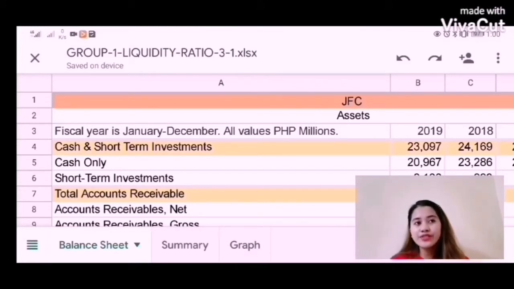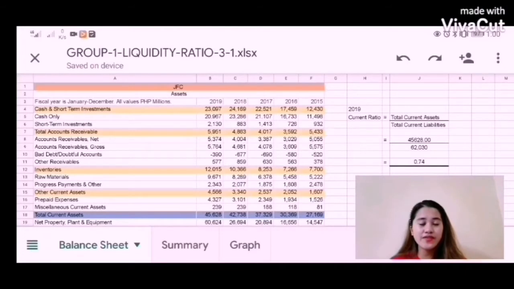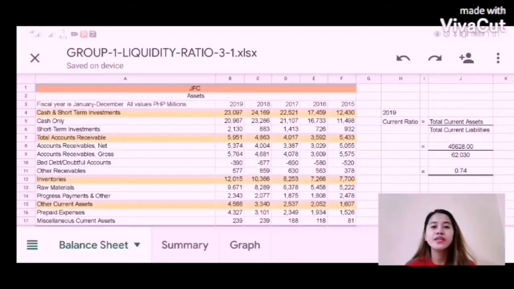There is a slight decrease in the company's cash and short-term investment from 2018 to 2019, but the company's accounts receivable, inventories, and other current assets increase. So, there might be other factors that cause this change, right?